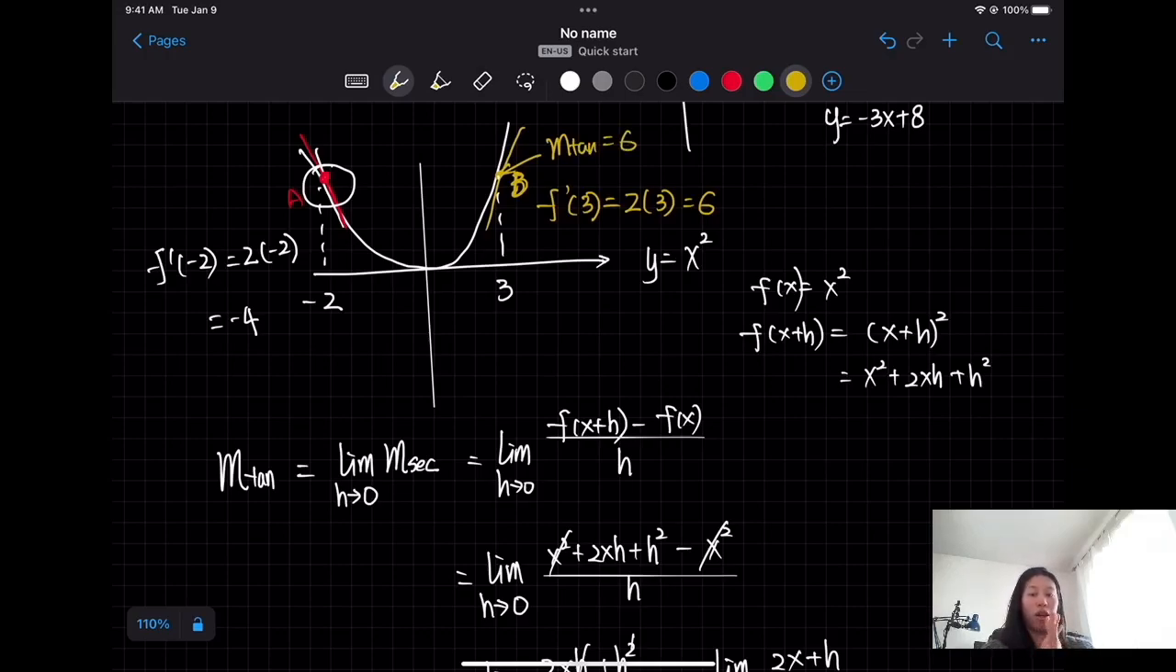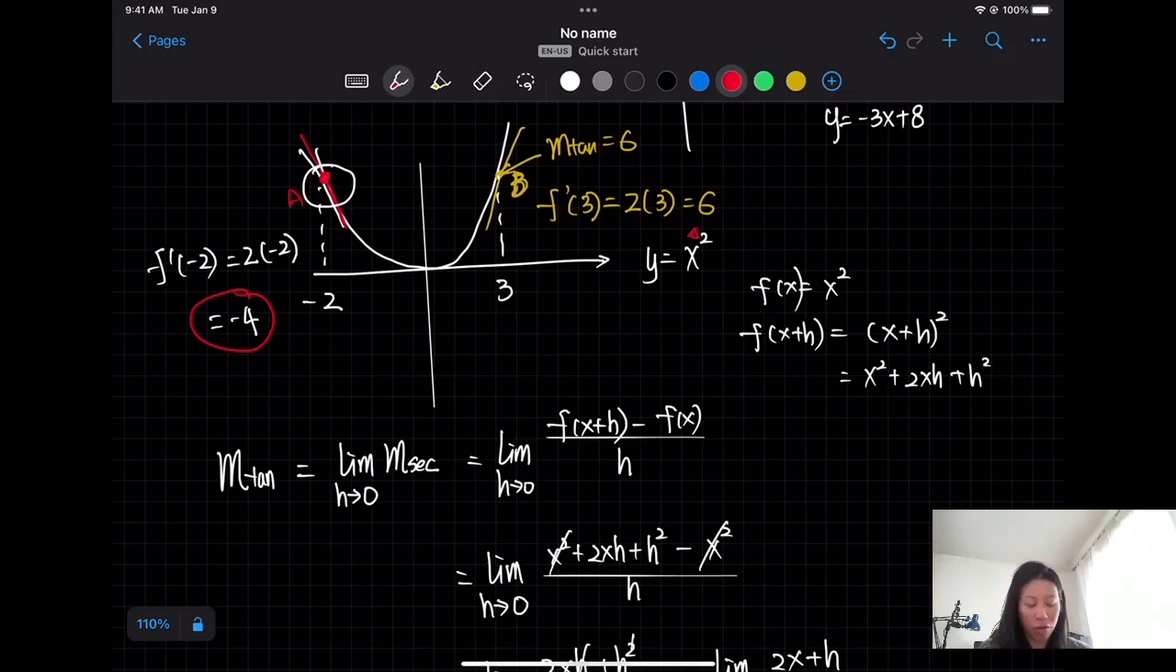There's a way to check it, such as looking at point A. Point A is decreasing, right? The slope is going down, so it makes sense that the slope is a negative number. And then at point B, the function is increasing. Increasing means the slope at that point is going to be a positive number, so that means it's 6.